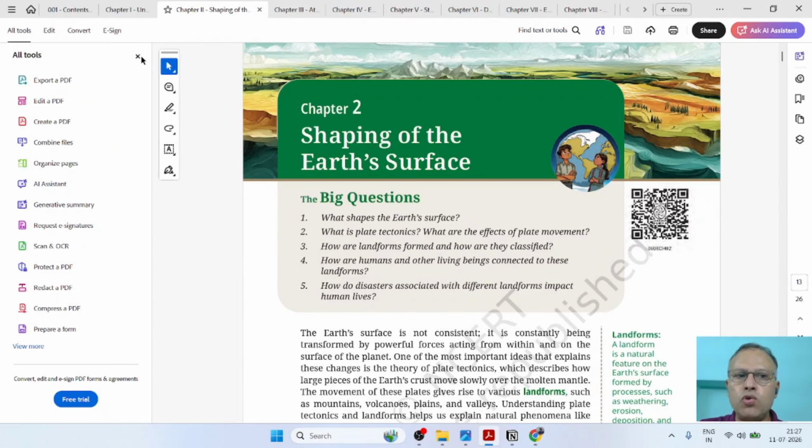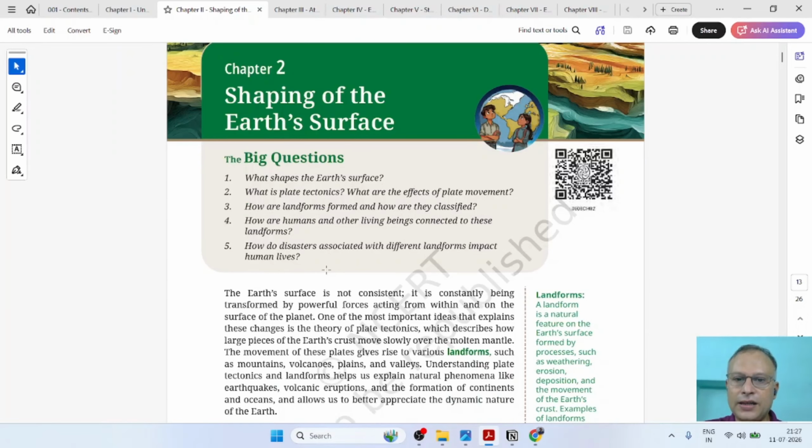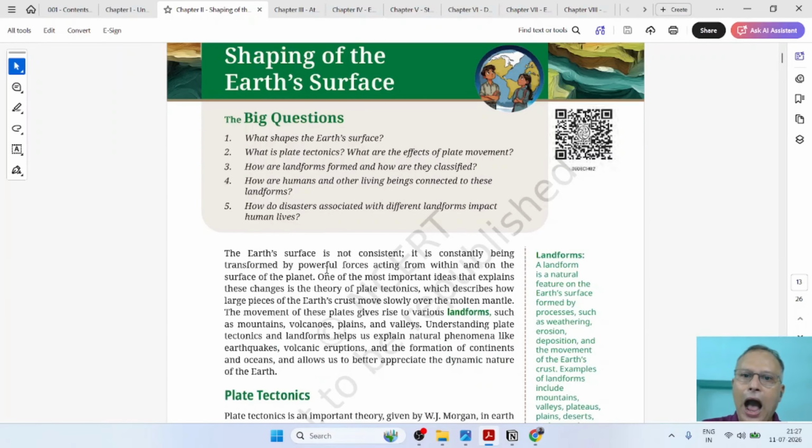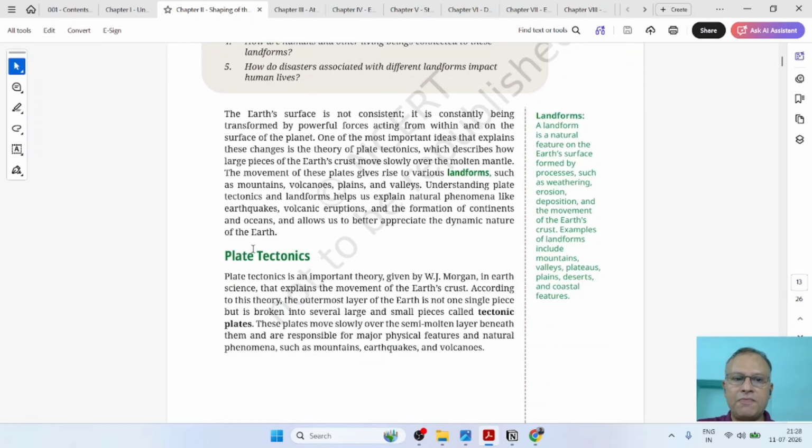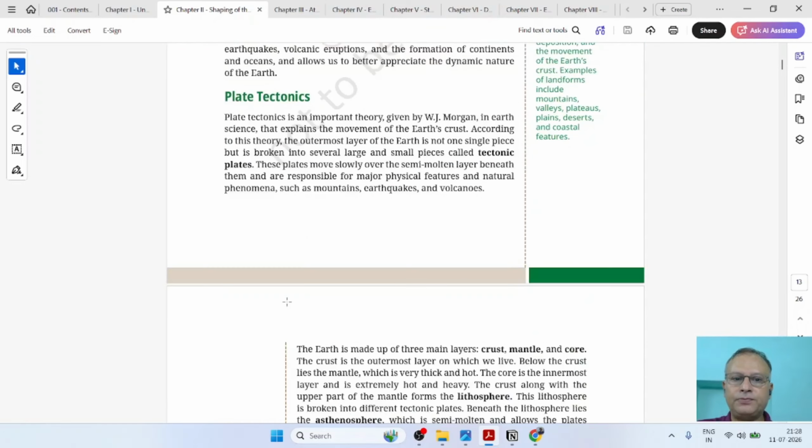Next comes chapter 2, Shaping up the Earth's Surface. What comes in this chapter? What makes the Earth's surface? What is plate tectonics? What are the effects of plate movement? Okay, this chapter is quite basic. In my next videos, if you need, you can put it in the comment and I will tell you about these topics like Earth's surface, lithosphere, plate tectonics, and other theories. So first comes plate tectonics.